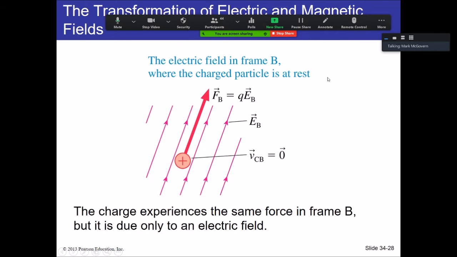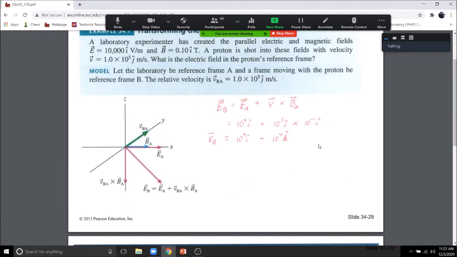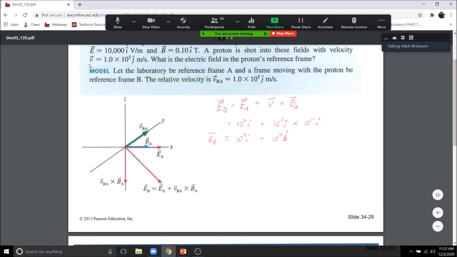All right, I already said this. All right, so let's do a problem. Jump to my example here. A laboratory experimenter has created the parallel electric and magnetic fields as seen here. They run along the x-axis. We have an EA and a BA. And this green vector here is a velocity of B relative to A. Now B here, a proton, is shot into these fields with a velocity of 1 times 10 to the 5th. What is the electric field in the proton's reference frame?